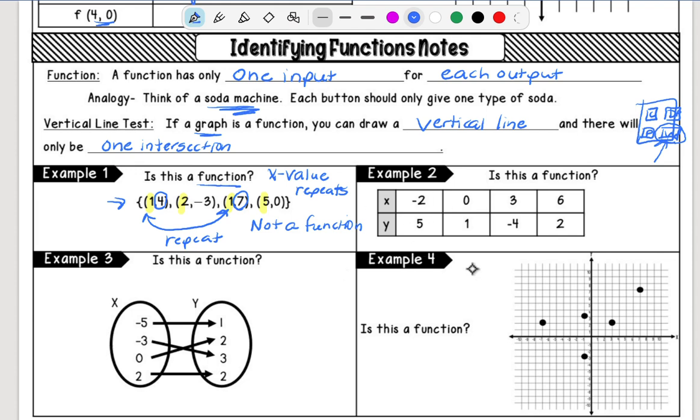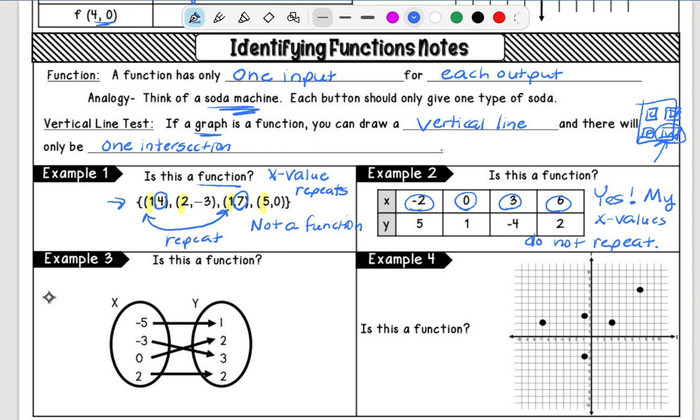Okay, so we've got a data table here. We have a -2, we have a 0, we have a 3, and we have a 6. My x values are not repeating. So this is yes, my x values do not repeat. So that is a function.